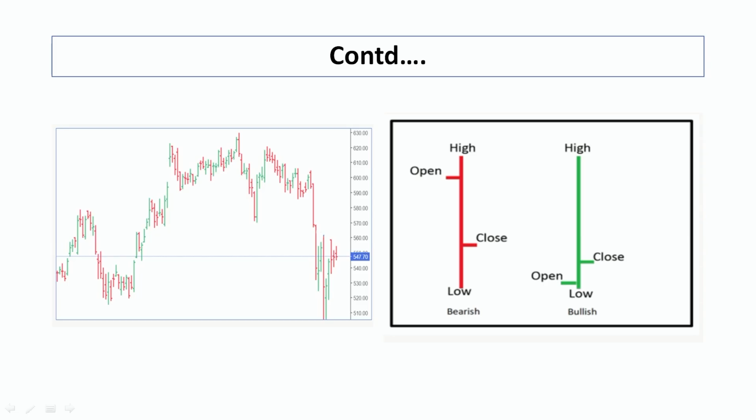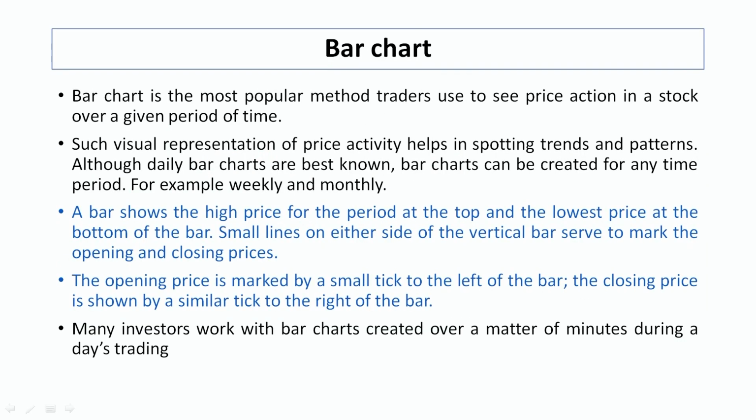We can see different lines, and I am going to explain these lines. In this bar chart we can see there is a lot of noise in the market, because ups and downs are happening continuously. Such a visual representation of price helps in spotting trends and patterns. So on the basis of a bar chart, we can easily predict the patterns where there is an uptrend and a downtrend in the market.